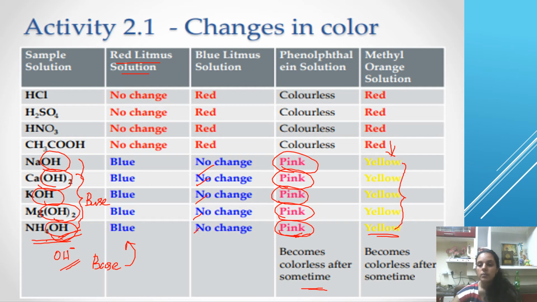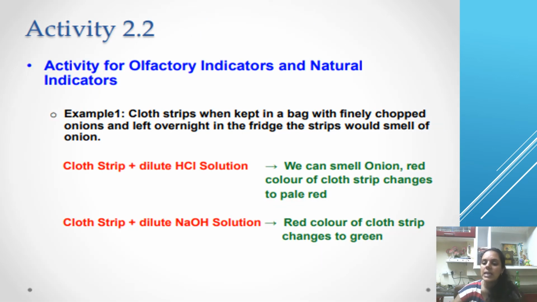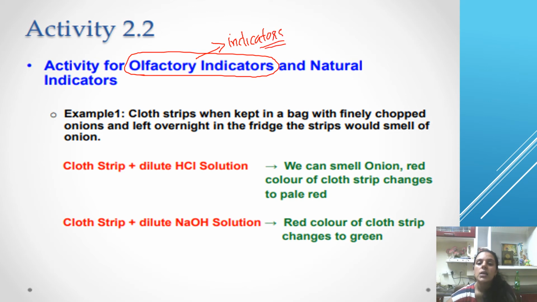Clear? Okay, so the next activity, which is in your textbook, is about olfactory indicators. What are olfactory indicators? Olfactory indicators are indicators with which we can identify whether a substance is an acid or a base by using smell. So the activity for olfactory indicators and natural indicators, that is our second activity, activity 2.2.